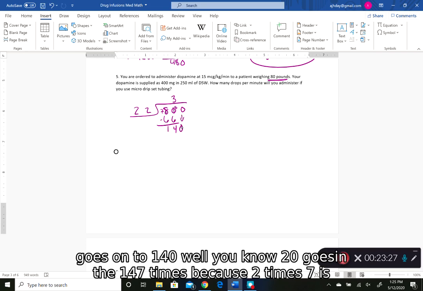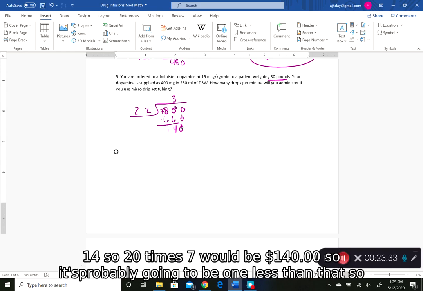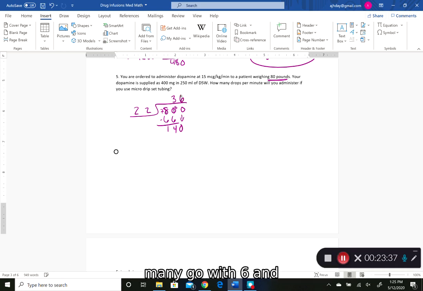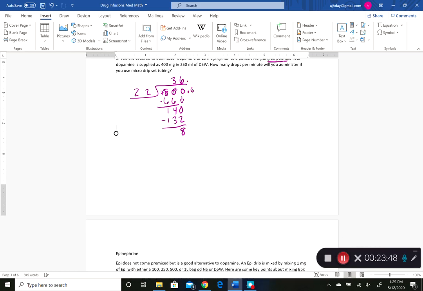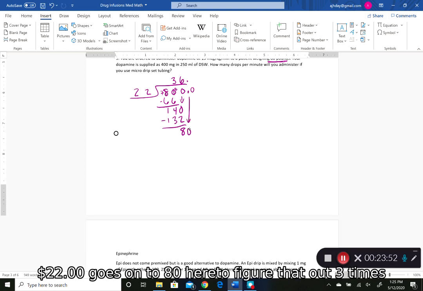22 goes into 140. Well, I know 20 goes into 140 7 times because 2 times 7 is 14. So 20 times 7 would be 140. So it's probably going to be 1 less than that. So I'm going to go with 6. And that does give me 132. So I've got a little bit of a remainder here. 22 goes into 80. We already figured that out, 3 times.